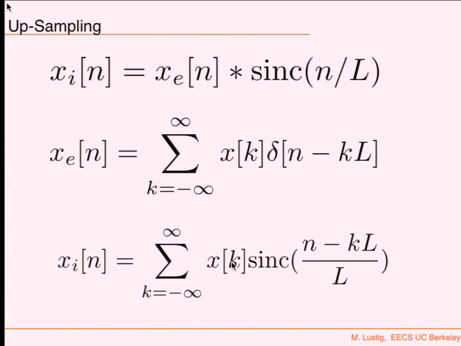Any questions? This is actually really how it's done. People really do this. They put zeros and then they filter. That's how it's done in practice. Do you low-pass filter it with a sinc?